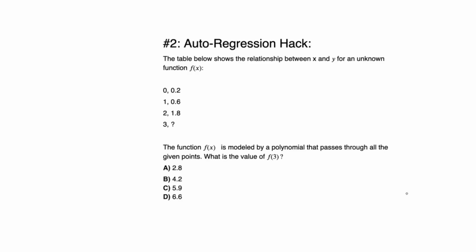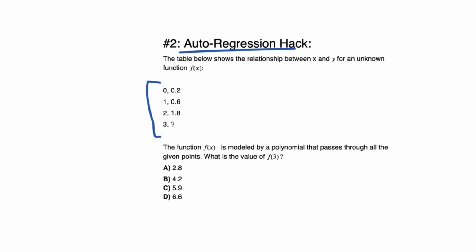Moving on to our second hack. This is a new feature that DESMOS has recently added, so make sure you use this on the digital SAT, and that's the auto-regression hack, okay? So here's our question. We're given a table. We have 4 points, and we have an unknown point at f of 3.